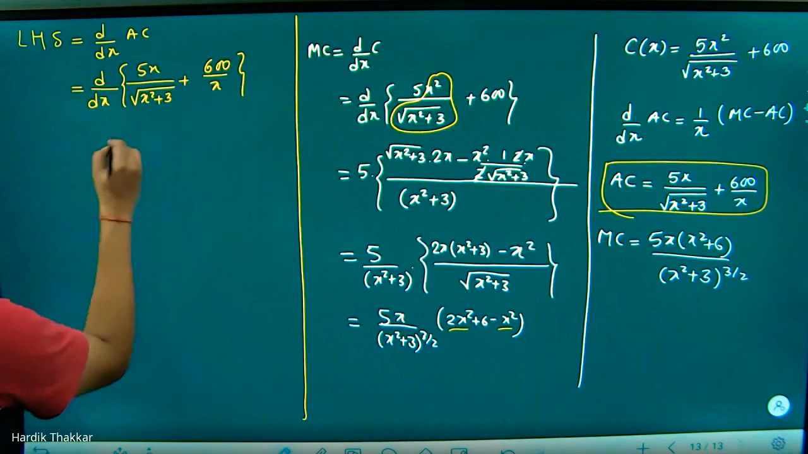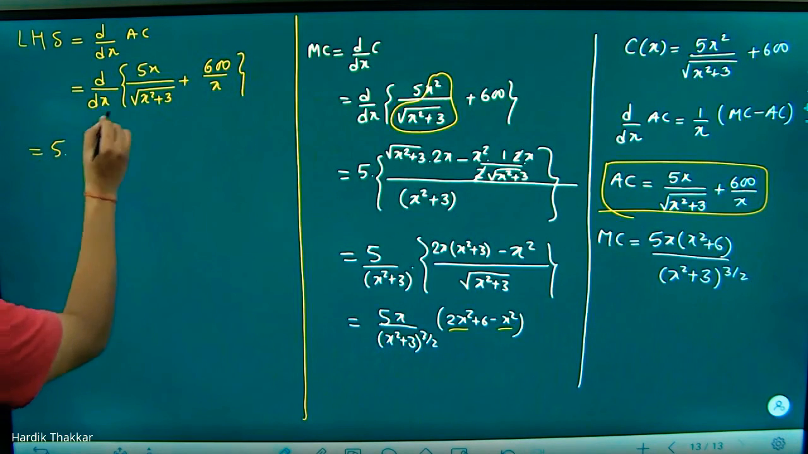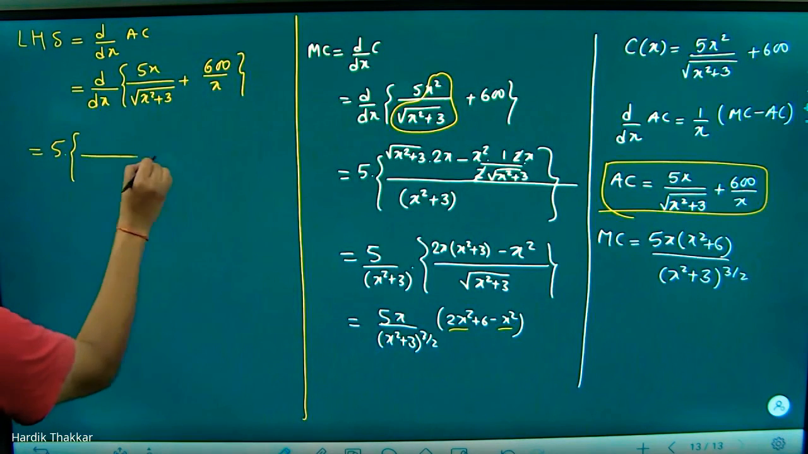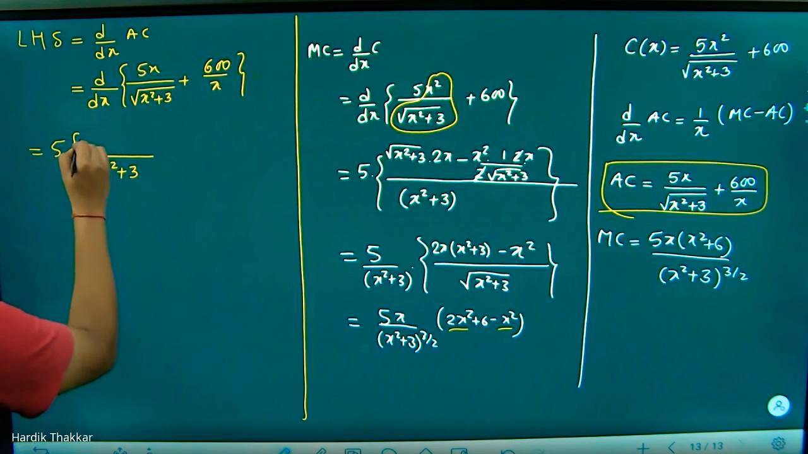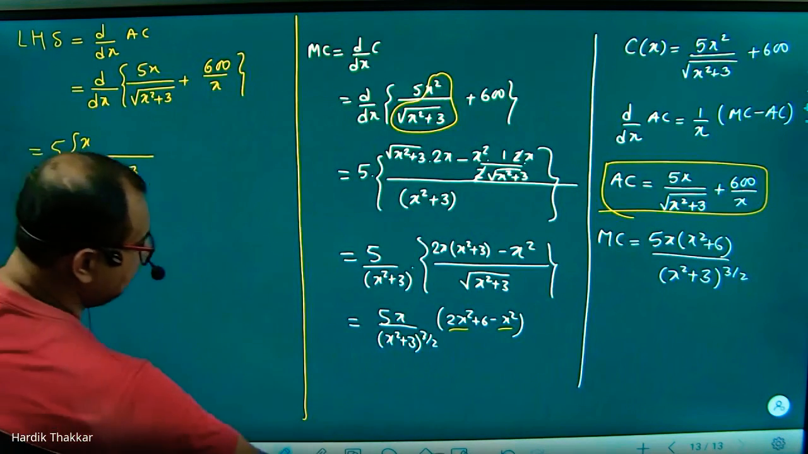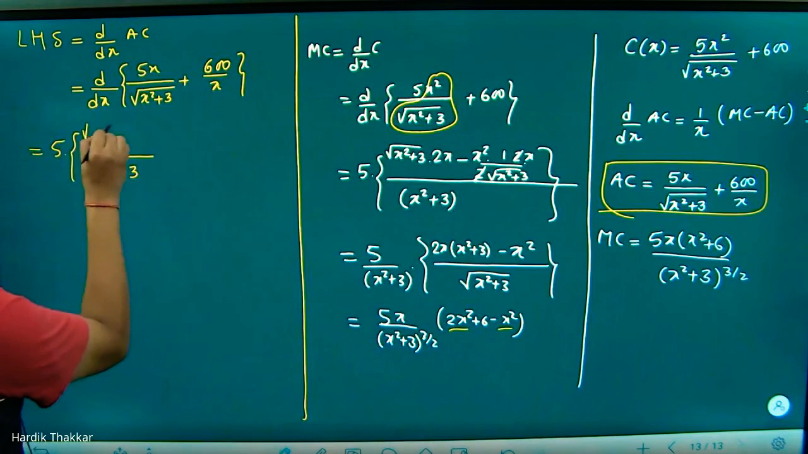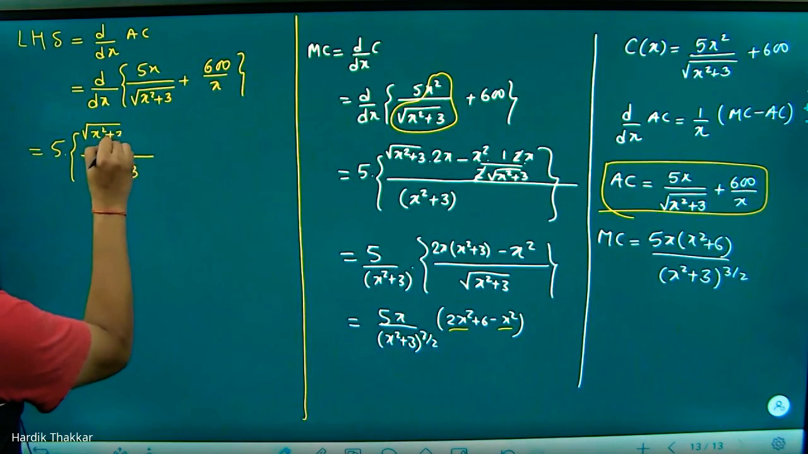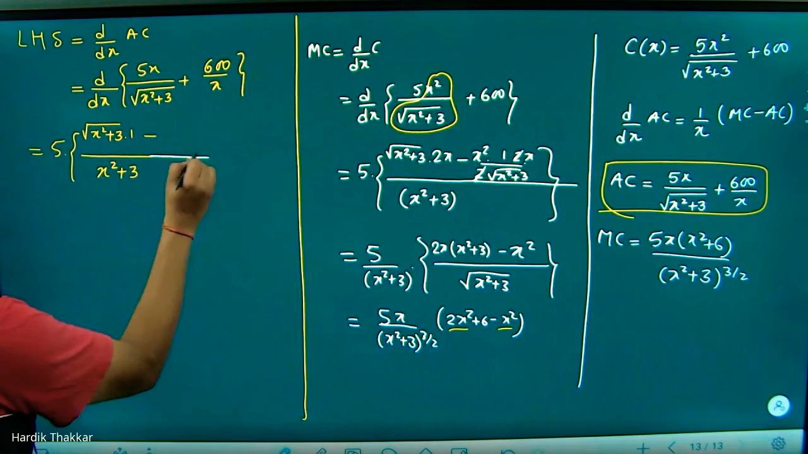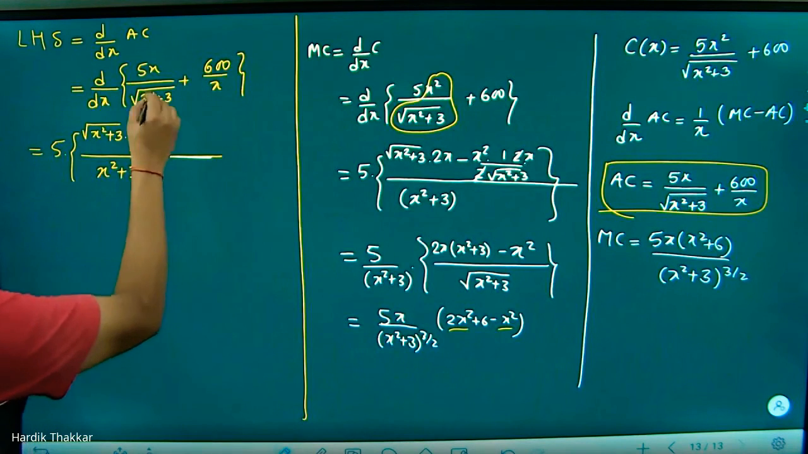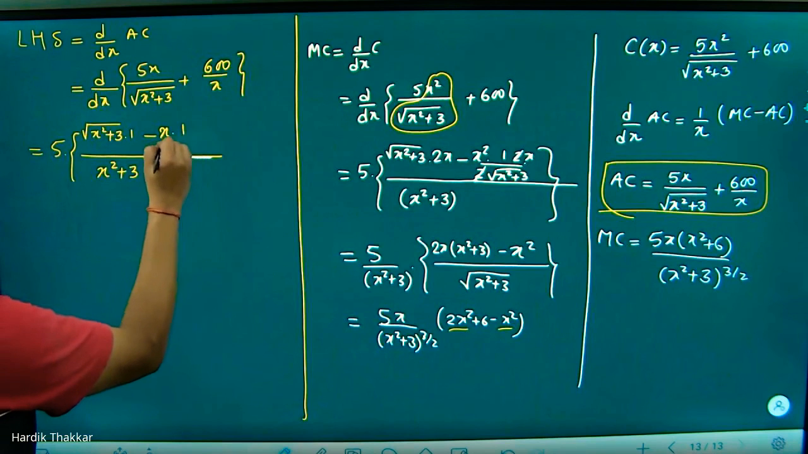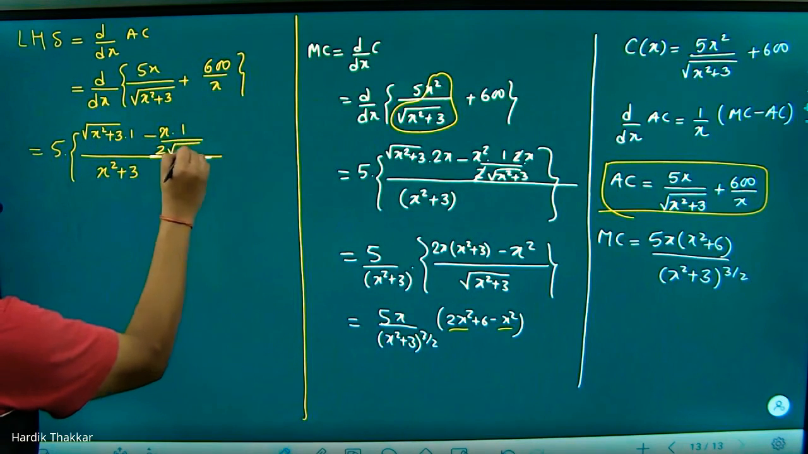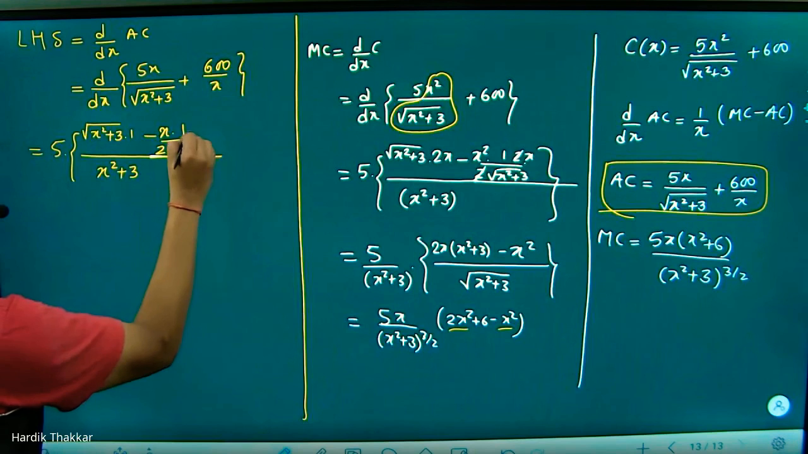Okay. Now take 5 outside the derivative and apply quotient rule. So here it will be like x square plus 3, square of denominator, numerator, denominator x square plus 3, derivative of numerator which is 1 minus numerator. So here the numerator is what? The numerator is x, derivative of denominator, so it will be 1 upon 2 root x square plus 3 into 2x.